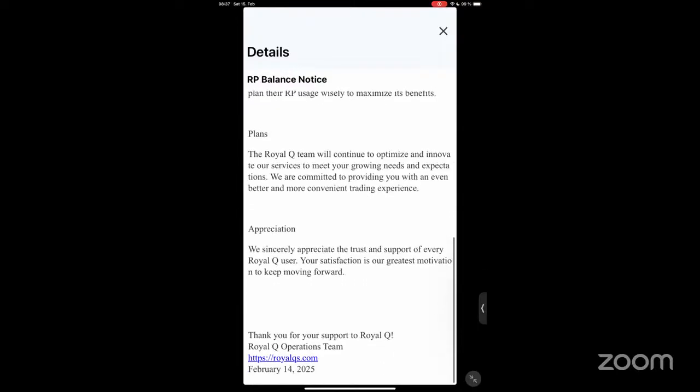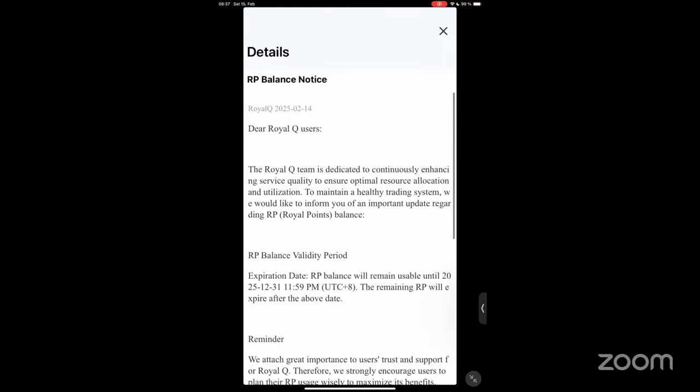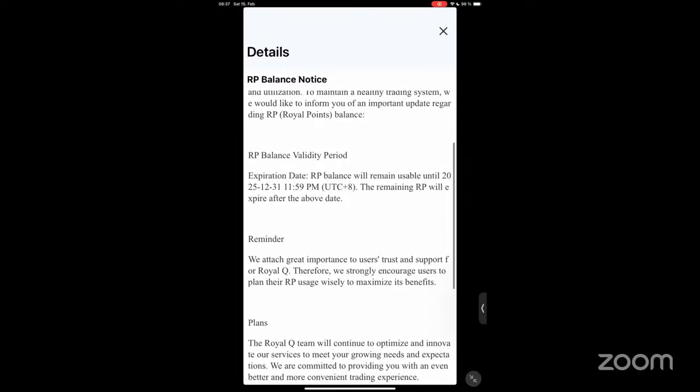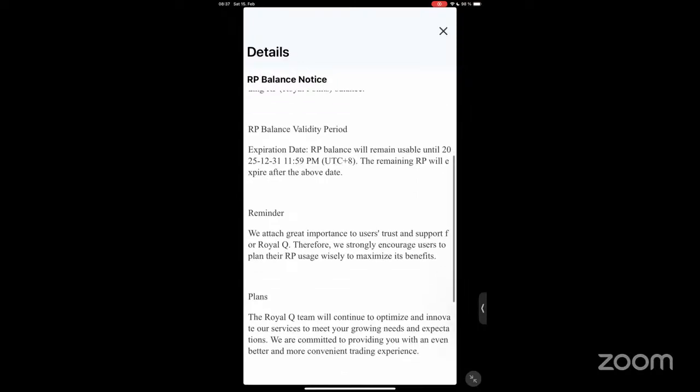I haven't actually read it, so let's read it together. Okay, so RP Balance notice: the Royalq team is dedicated to continuously enhancing service quality to ensure optimal resource allocation and utilization. To maintain a healthy trading system, we would like to inform you of an important upgrade regarding the RP Royal Points Balance. RP Balance validity period, expiration date. RP Balance will remain unusable until 2025 December 31st. The remaining RP will expire after the above date.